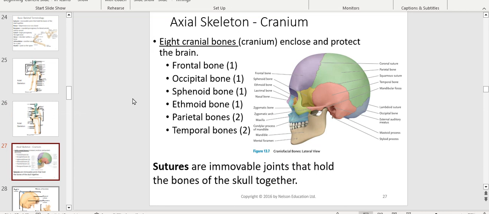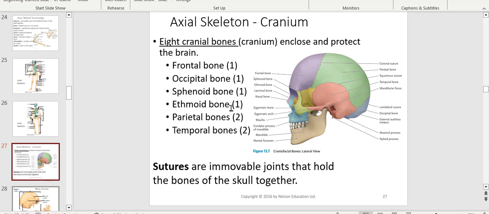Cranium: 8 cranial bones. There's your frontal bone. Occipital bone here at the back. If you feel the back of your skull, you should be able to feel what's called your occipital protuberance, a little ridge at the base of your skull. You should be able to feel it there.